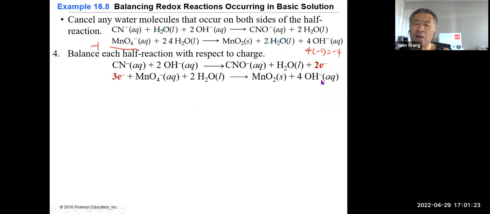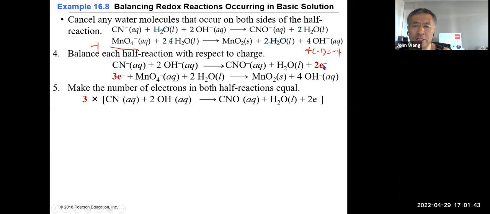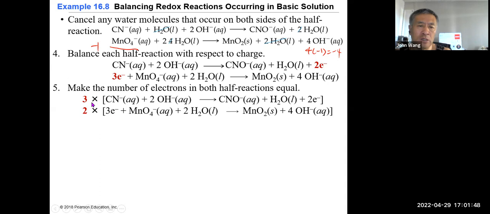So now we want to balance the electrons between them, which means the first equation has two electrons, the second equation has three electrons. You want to have the least common number for both of them. That will be six, right? So therefore, we multiply the first equation by three, multiply the second equation by two, and we have this.